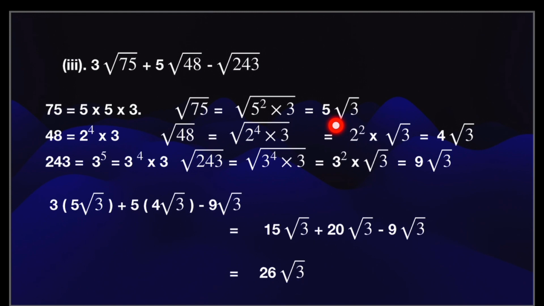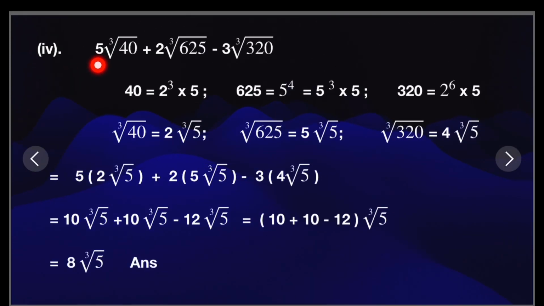Put the simplified values. So 3 into square root 75 is 5 root 3, plus 5 into square root 48 is 4 root 3, and minus square root 243 is 9 square root 3. That's all. Now this is in the simplest form. You open the brackets, this becomes like this. Now root 3 is the common factor. You keep it outside the bracket and you can solve the sum. You will get the answer as 26 root 3.